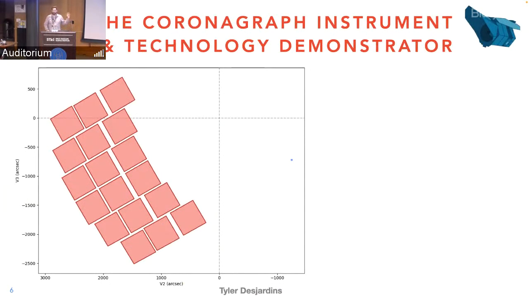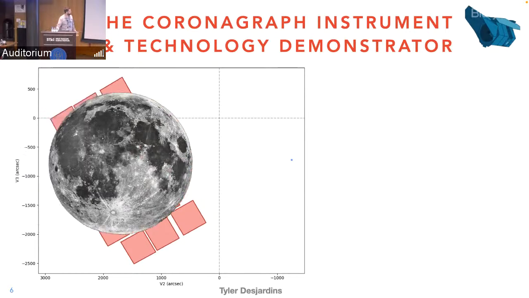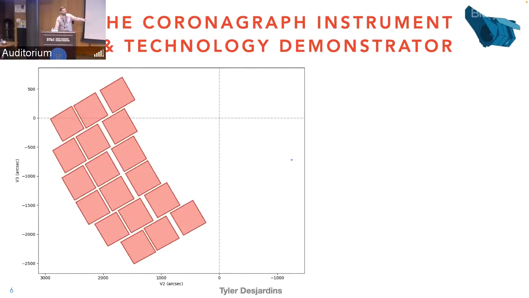So this is a figure that was just crafted today by Tyler Desjardins, and I've been asking for it because I couldn't find it. Where is the coronagraph instrument field of view with respect to the huge wide field instrument field of view in the focal plane of Roman? So you see all the detectors of the wide field instrument, and that would be the size of the moon, right? And this little blue dot here, that's the detector of the coronagraph instrument, which is a technology demonstrator.